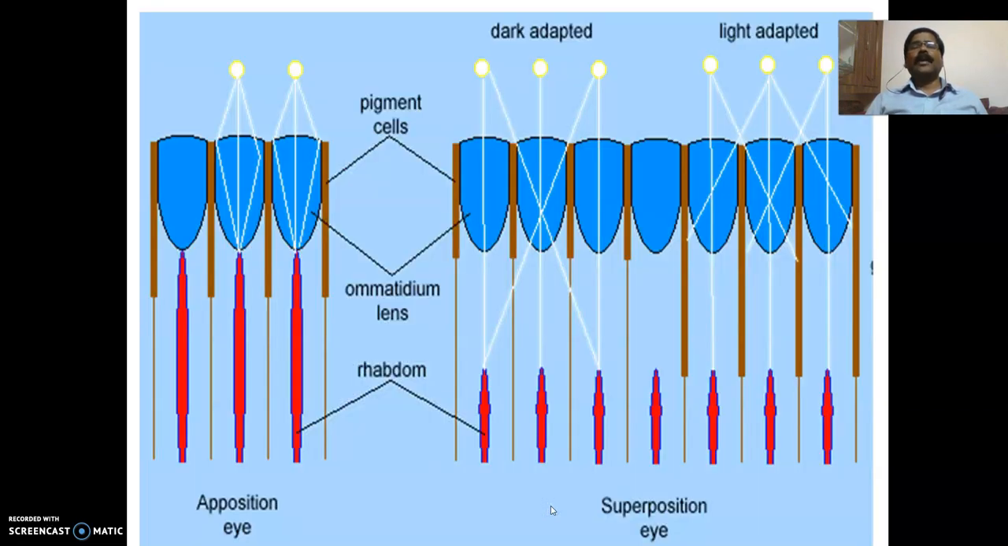From this diagram you can see the difference between the apposition eyes and superposition eyes. Now here you see the image formed is because of the same ommatidium. Now here you see the image formed is because of the light received from different ommatidia. So this is the major difference between the apposition eyes and superposition eyes.